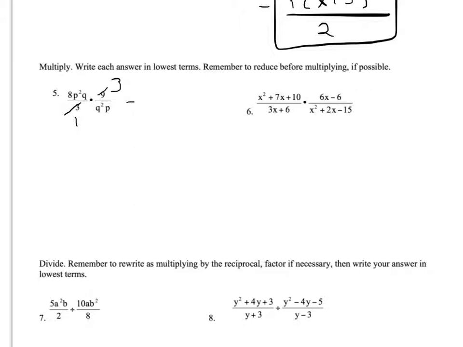So if I were to multiply that straight across, I'm going to get a 24 in the numerator because 8 times 3 is 24. The only number in the denominator is a 1. I won't worry about it right now. I don't need to write down a 1.